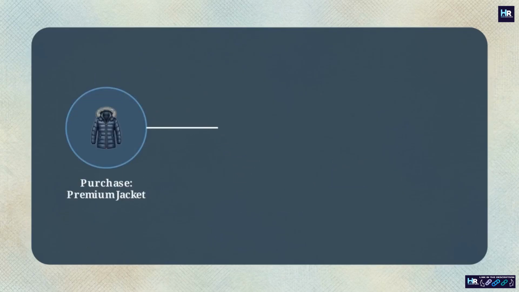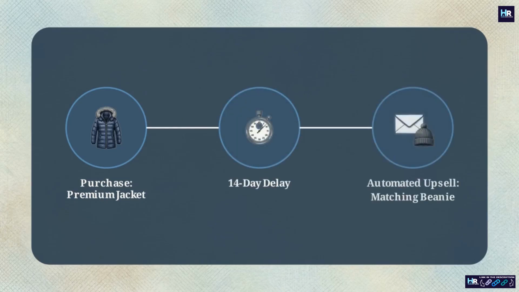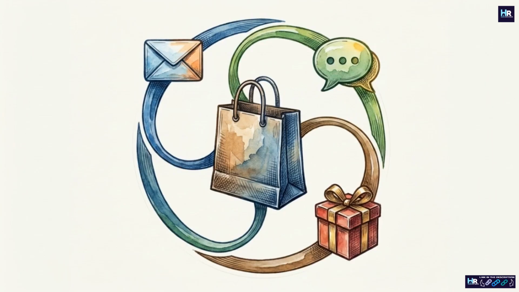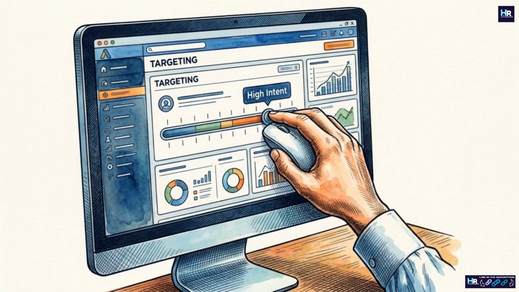You can add branching logic. If a customer buys a premium jacket, the system triggers a 14-day delay before sending an automated upsell for a matching beanie. These automated branches ensure that a single purchase starts a continuous cycle of relevant communication rather than ending at the checkout page. You can also use purchase behavior to sharpen your advertising.